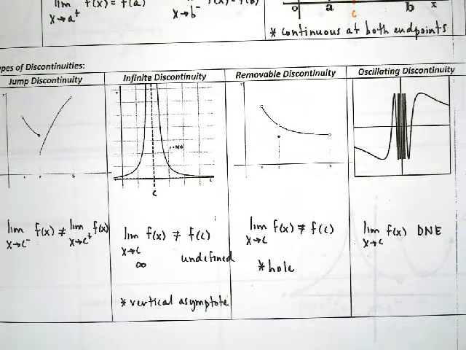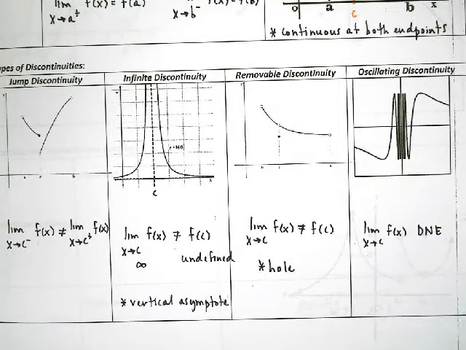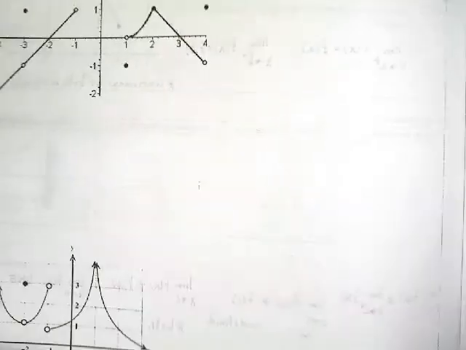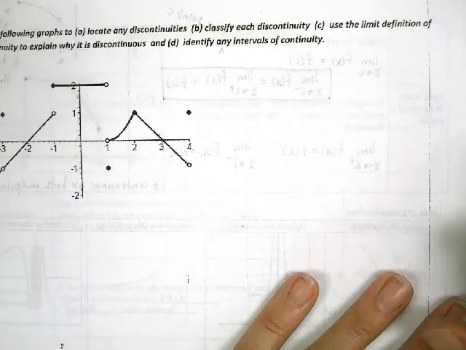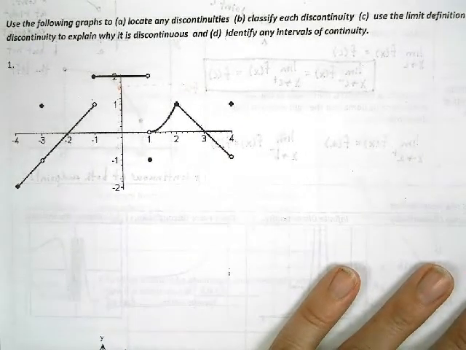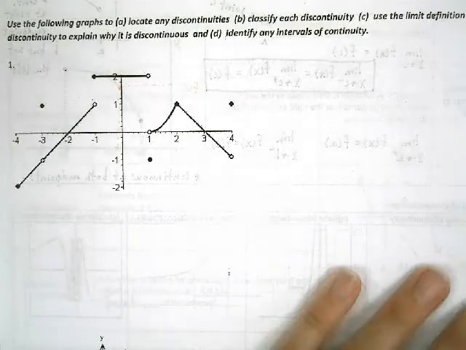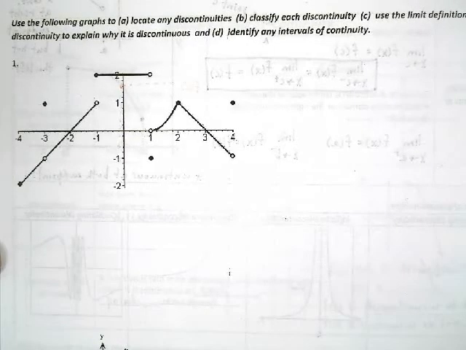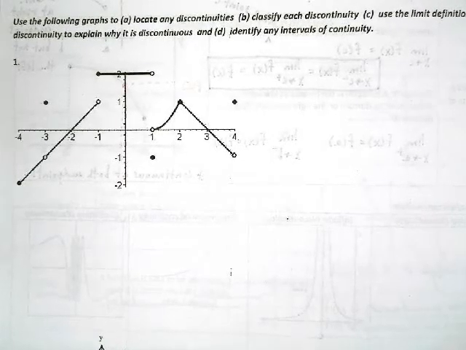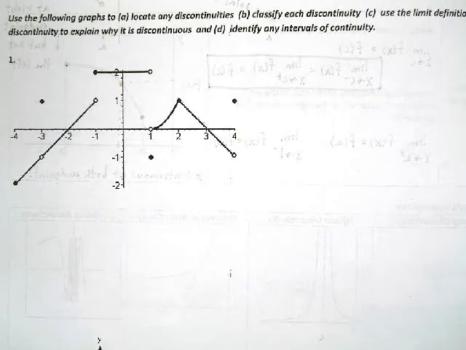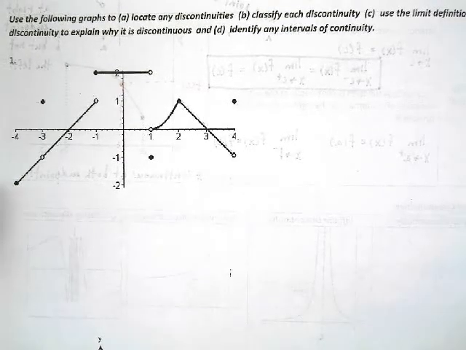All right, so on the next page, we're going to go through one example, and then again, I'll save the second one. So hang with me for one more example here. The only thing we're adding here: we're still using the graph to locate the discontinuities, but now we're going to classify or name the discontinuity, use that limit definition to explain why it's discontinuous, and then identify where it is actually continuous. So let's go one by one, and we'll start with locating those discontinuities.